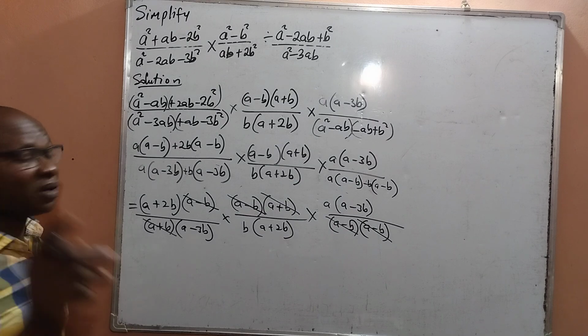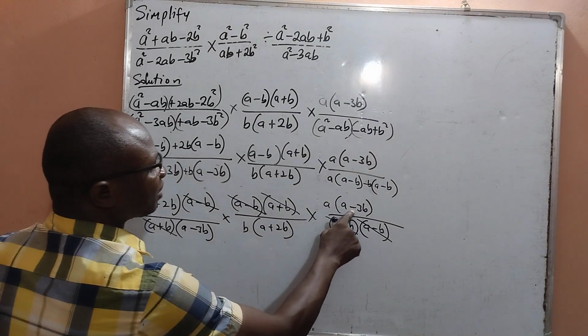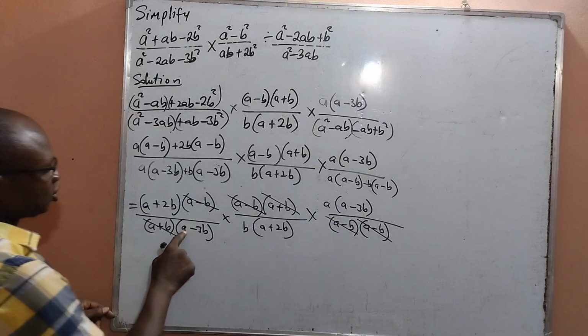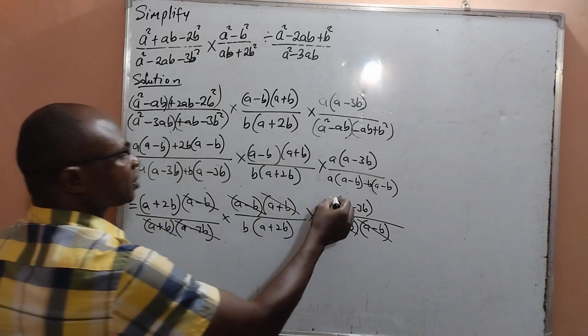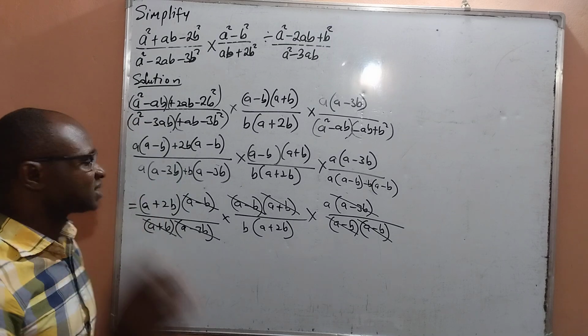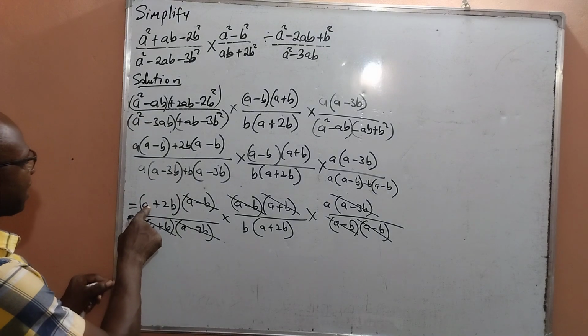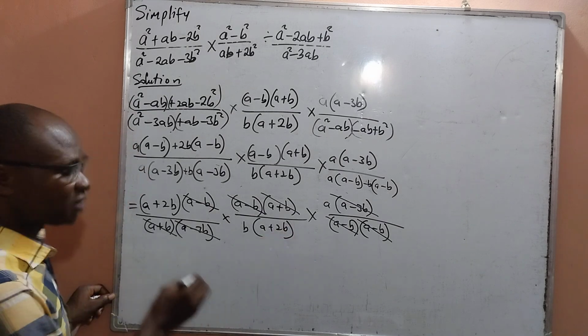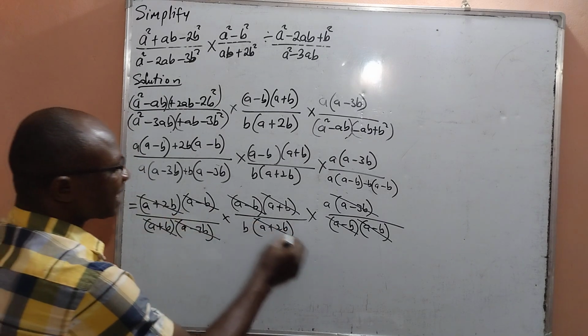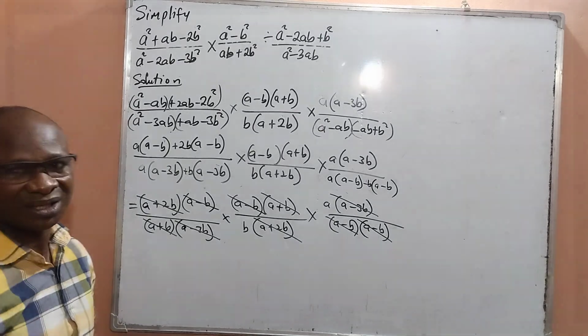Very good. We look on. I have here a minus 3b at the numerator. I also have a minus 3b at the denominator, two of them, numerator and denominator, cancel. Moving forward, I have here a plus 2b at the numerator, a plus 2b at the denominator, two of them cancel.